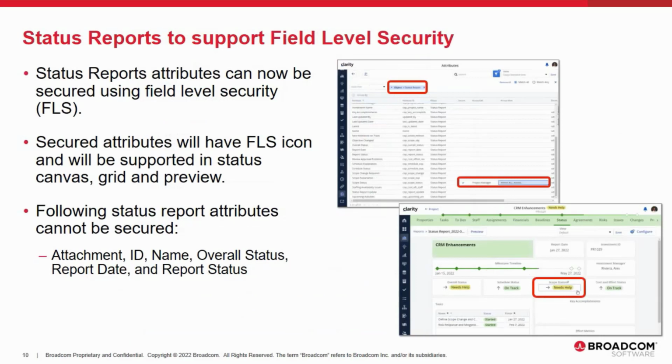Status report has been enhanced to now work with field level security. Securing of the attributes will have a field level security icon displayed next to it, and we will support this in the canvas, grid, and in the preview for status report. The following attributes in status report cannot be secured: attachment, ID, name, overall status, report date, and report status.